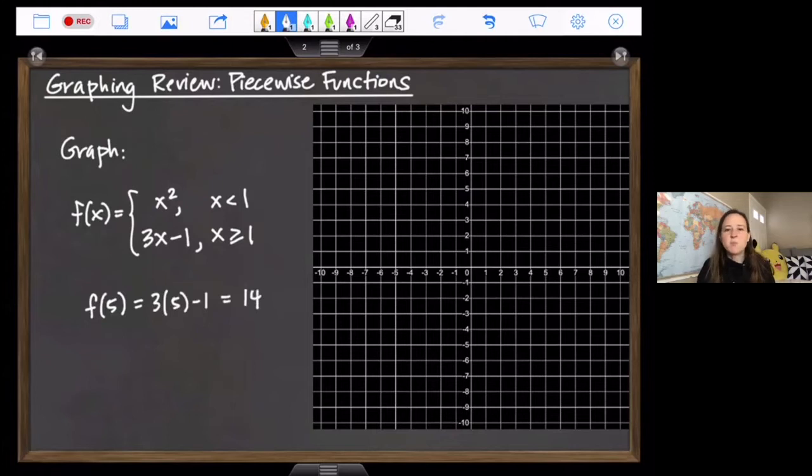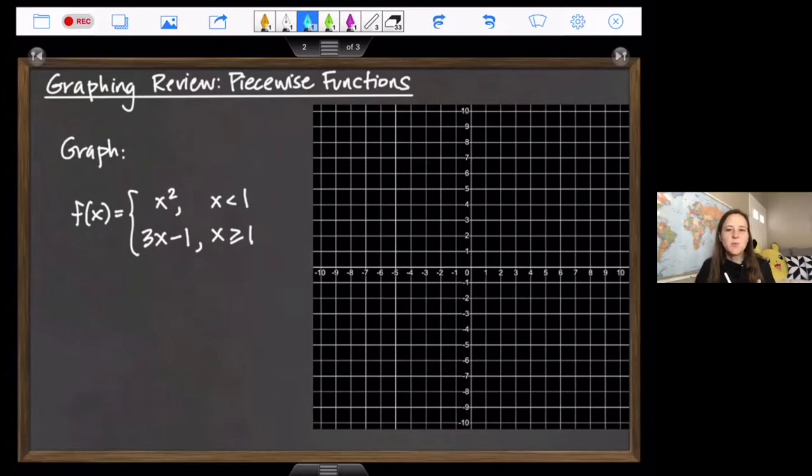So we would never plug the number 5 into the x squared formula. If we wanted to use the x squared formula, we'd have to pick a number that would be less than 1. So we could plug in like -1, f of -1. That we would plug in to x squared, and we would get +1. So these functions sometimes I refer to as Frankenstein functions because we're going to chop up a bit of this function and a bit of that function and sort of stitch them together to make a piecewise function. So now we want to graph this function.